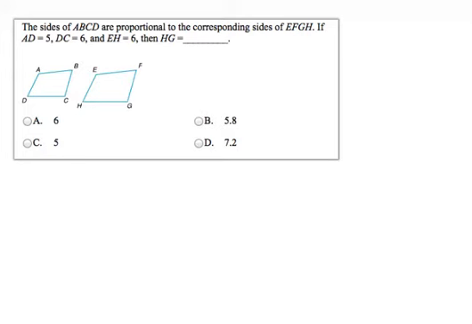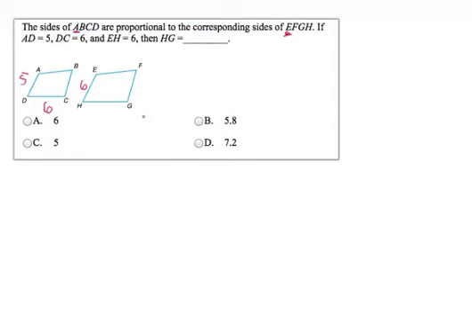Alright, the sides of ABCD are proportional to the corresponding sides of EFGH. Now it's very important that we have the order. That means E, for example, is going to correspond to A. If AD is 5, DC is 6, EH is 6, what is HG? First thing I should do is probably label my parts. So we got 5 here, we got DC is 6, and then EH is 6, okay?